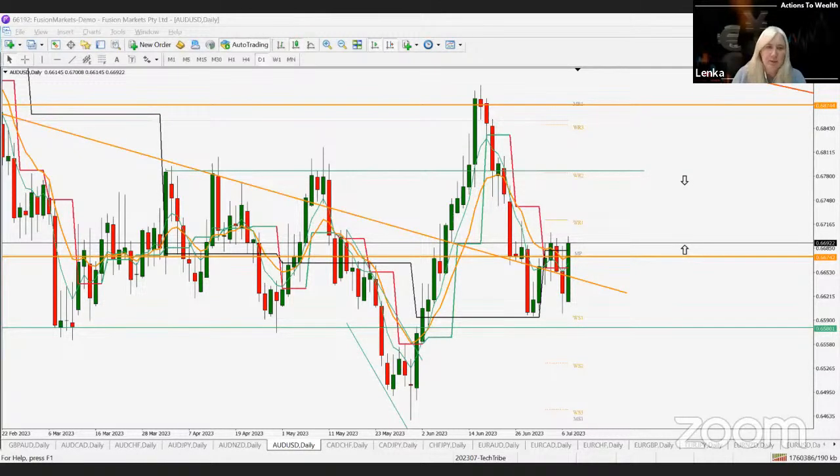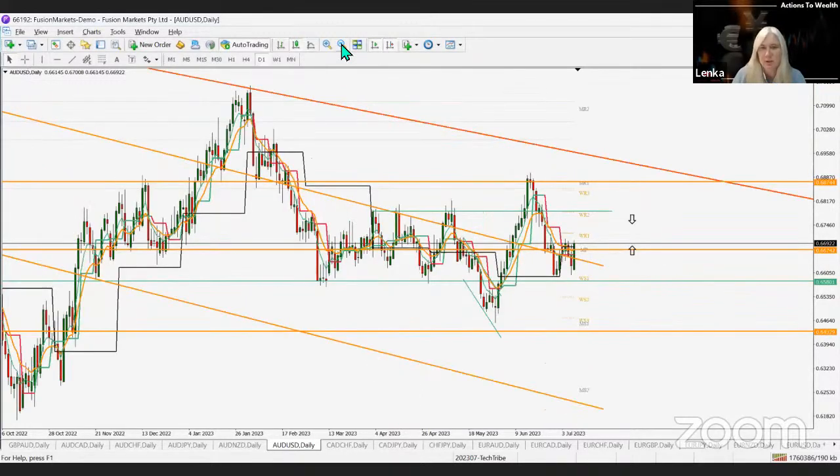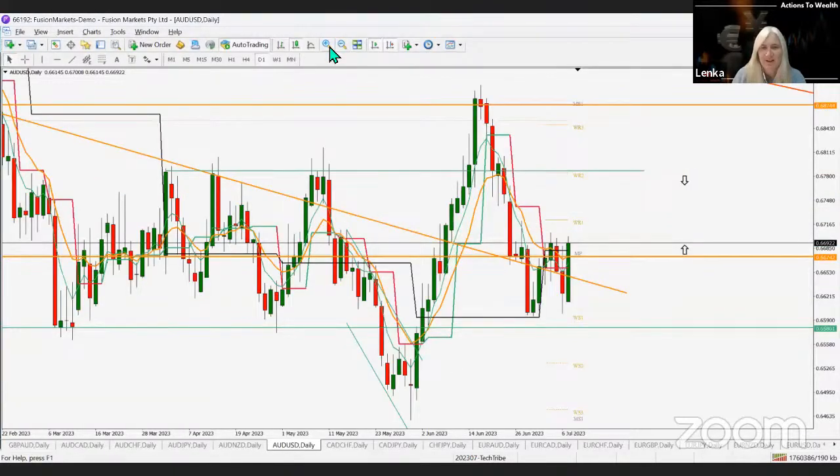Okay, we're starting with Aussie USD. At the moment, we're going in a bit of a range, so I'm not that excited to be trading this, but there might be a long opportunity in the short term. Okay, let me explain why.